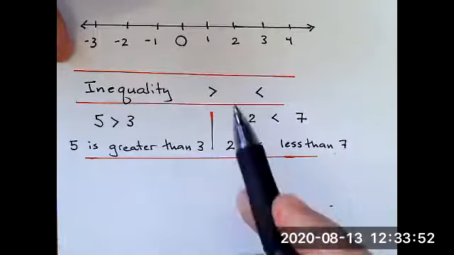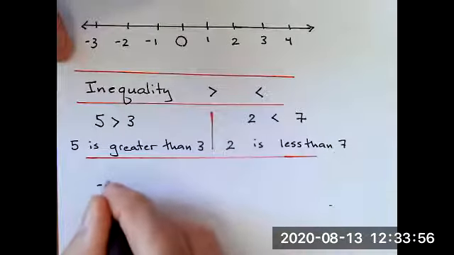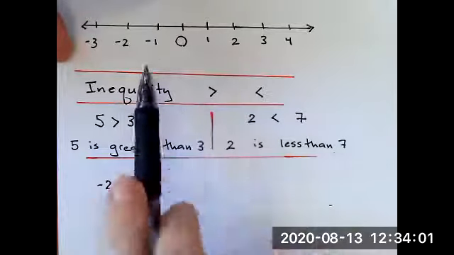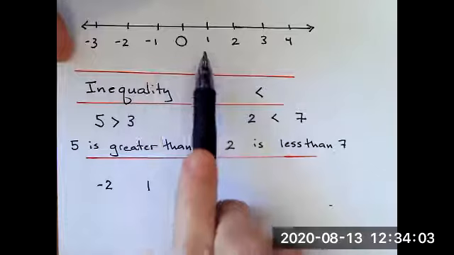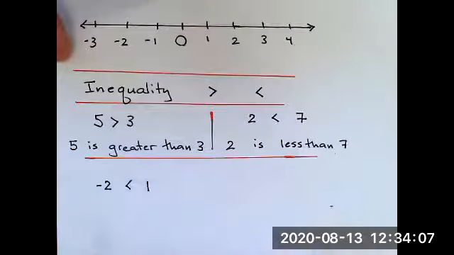We can use the number line to decide which symbol goes between these numbers, which is farther to the right, 1 or -2. And you would read it from left to right. -2 is less than 1.